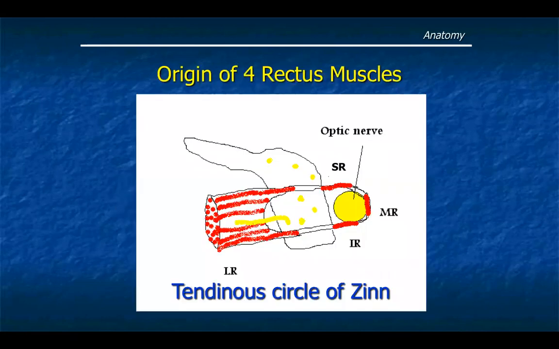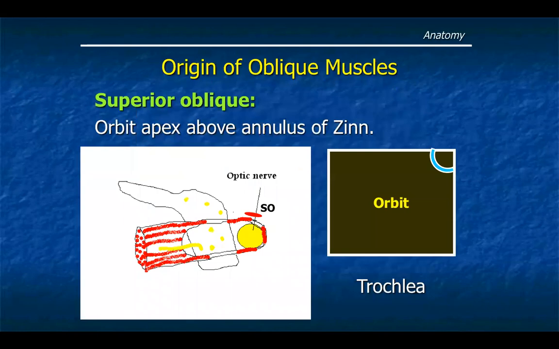Origin. The origin of the 4 rectus muscles is from the tendinous circle of Zinn, which is located at the orbital apex. The origin of the superior oblique muscle is just above the tendinous circle of Zinn. So it originates from the orbital apex above the annulus. This is the anatomical origin.